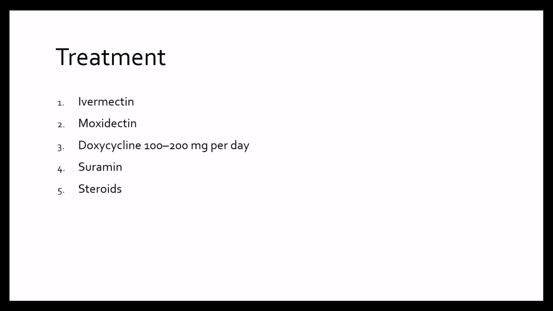Now, suramin, as opposed to ivermectin, is effective against adult worms, but it is given intravenously. In the end, steroids are a favorite drug. Anterior uveitis is responsive to it.